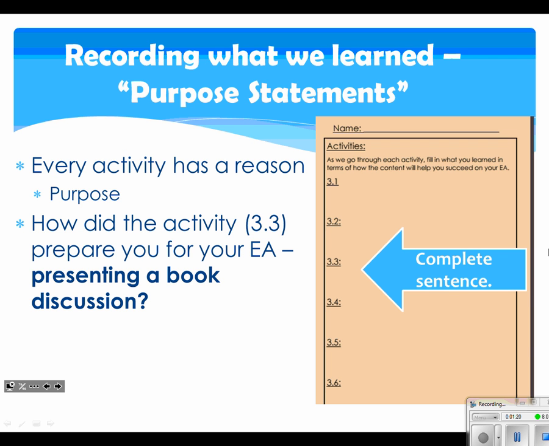All right, now with your orange bookmark, what we've got to do is catalog the last activity that we took care of, and there is a component on the front that I want us to finish up as well. So activity 3.3 is what we did yesterday. That was the first time that you really got to meet with your group members and actually discuss Between Shades of Gray. So that whole idea of working as your job or role, analyzing the book based on your job, and then discussing it, how does that really prepare you for your formal book discussion as your assessment? Go ahead and write your purpose statement down for that.